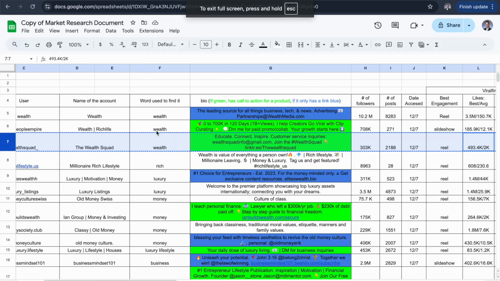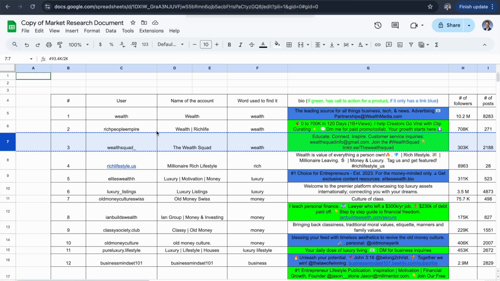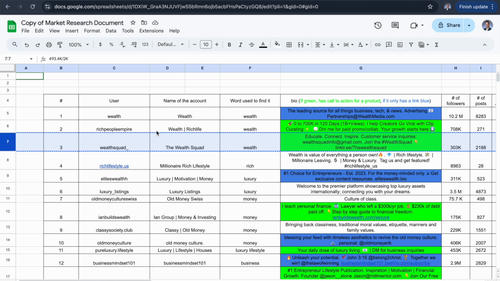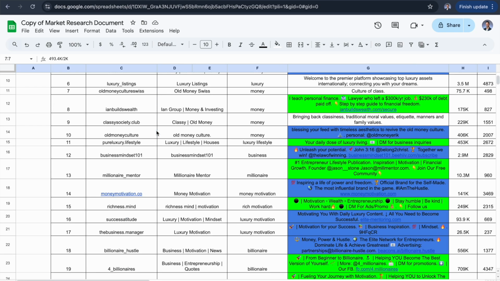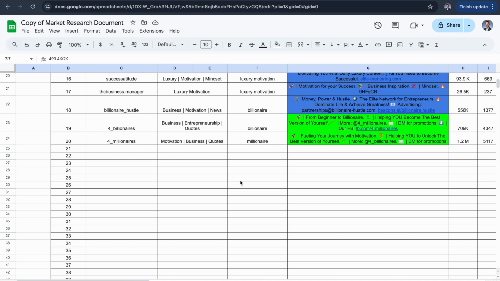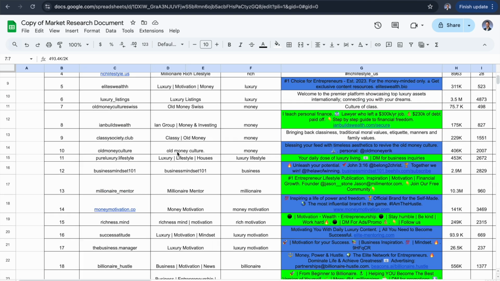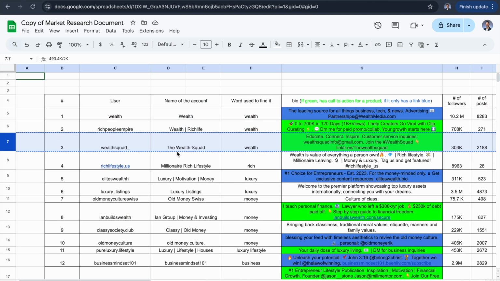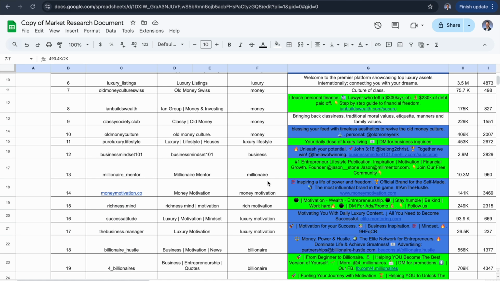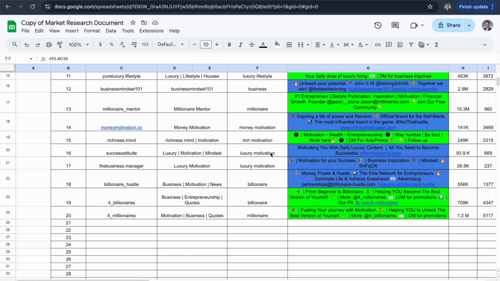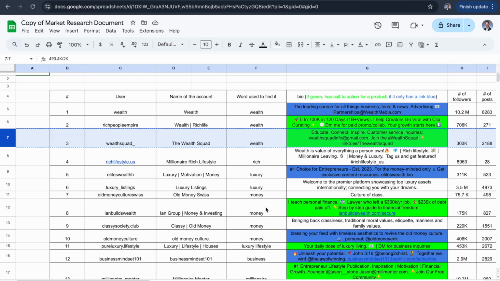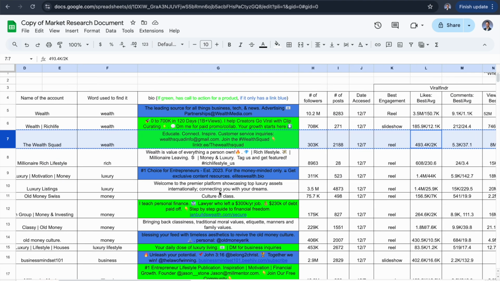Okay guys, so here's the market research spreadsheet that we were working on yesterday. I ended up adding 20, which is what I wanted. Obviously, the more you add, the more data you have, so it's never a bad thing just to have more. So I have 20 good pages here, all in the wealth, rich, luxury, money, business, billionaire, millionaire, all those keywords. I have all their bios here.